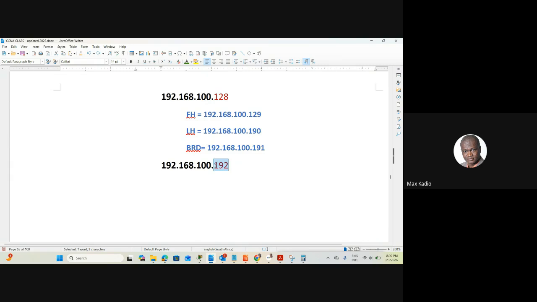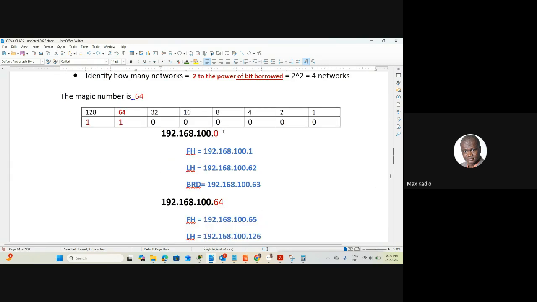Now, when you find your four networks, per network, you need to find the first valid host, the last valid host, and the broadcast. To find them, it's very easy. To find the first valid host, you do the network 0 plus 1. To find the broadcast, you do the next network minus 1, 63. To find the last host, you do the broadcast minus 1, and I'm done. This is how it works.